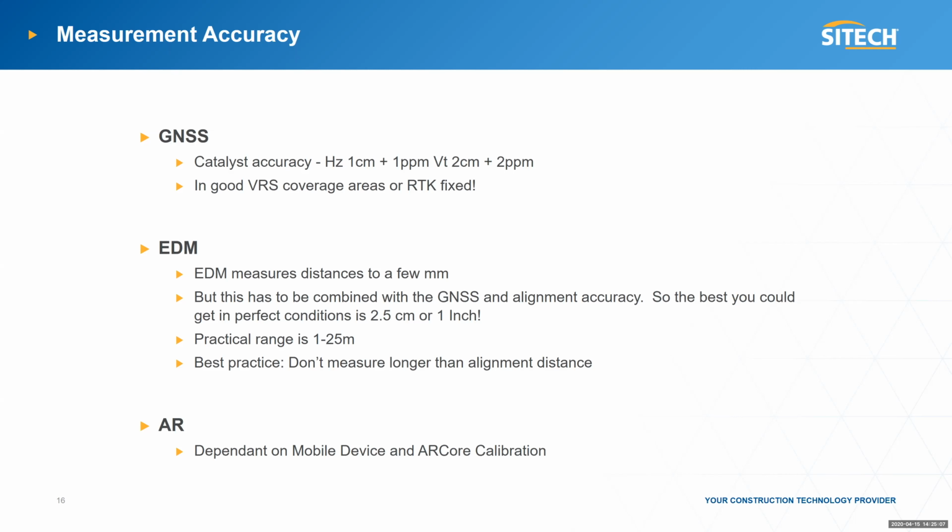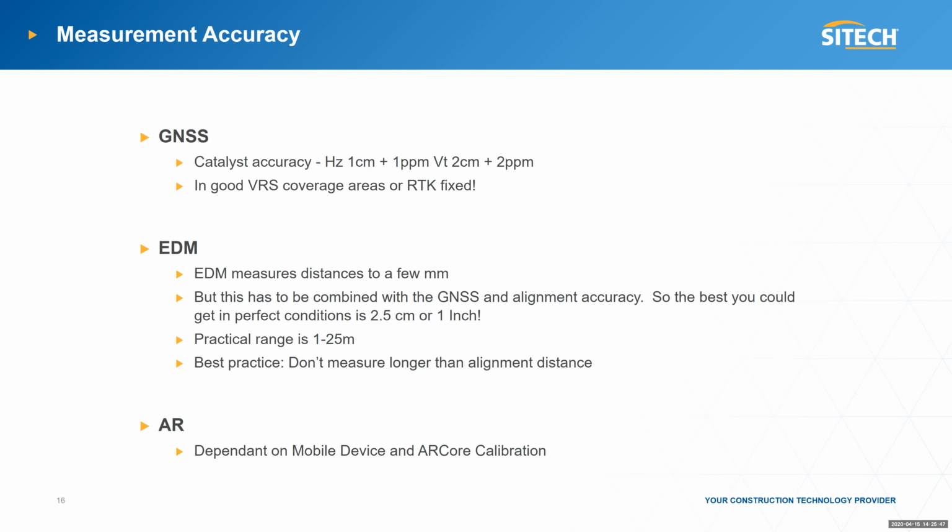The second would be the EDM one. The EDM itself has an accuracy of a few millimeters, but it's always combined with the GNSS and the alignment accuracy. First of all, the model has to be correctly placed. Second, it has to be oriented. Third, you need a good GNSS accuracy. Then I would get a good 2.5 centimeters accuracy of my measurement with EDM. The practical range is between 1 meter and 25 meters.